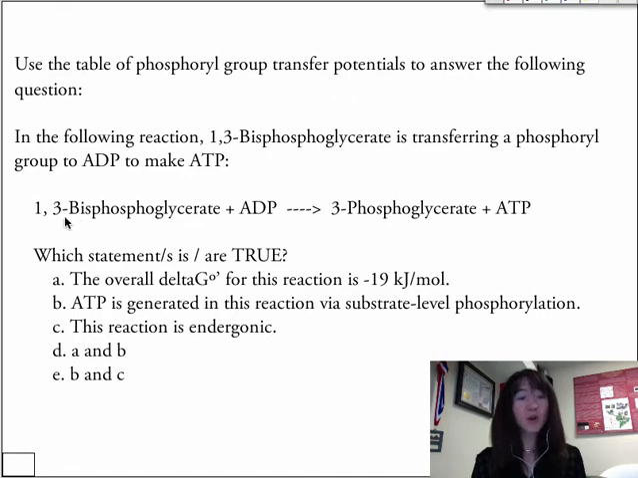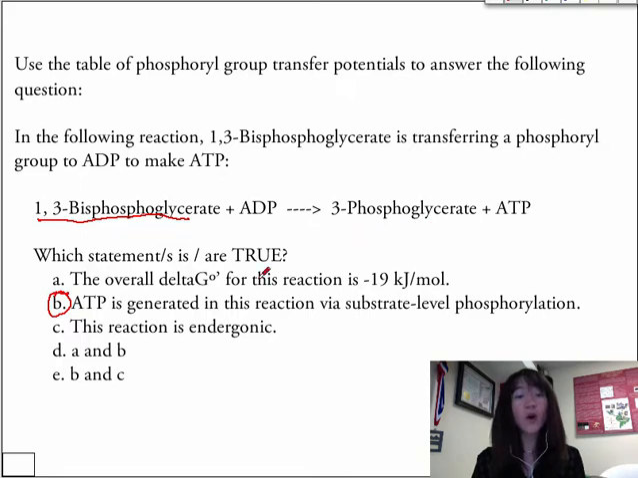In this reaction, 1,3-bisphosphoglycerate plus ADP goes to 3-phosphoglycerate plus ATP. Or said another way, high energy 1,3-bisphosphoglycerate phosphorylates ADP to make ATP. Hey, substrate level phosphorylation. So we definitely know that's taken place here. We can answer one of these really easily, right? B has got to be true. ATP is generated in this reaction via substrate level phosphorylation because a high energy molecule, 1,3-BPG, is giving a phosphoryl group to ADP to make ATP.